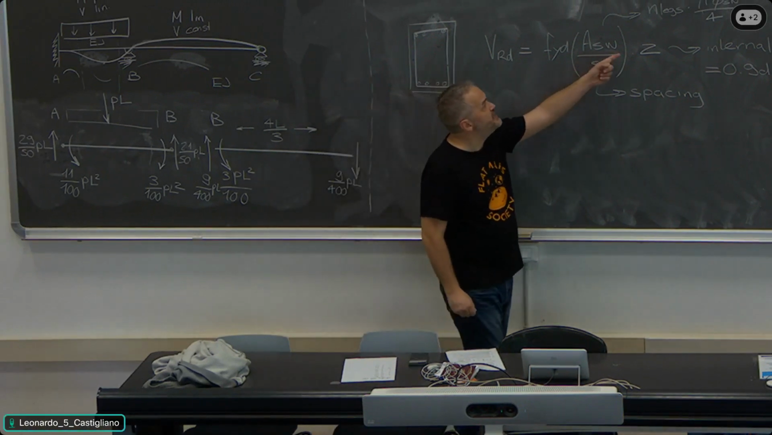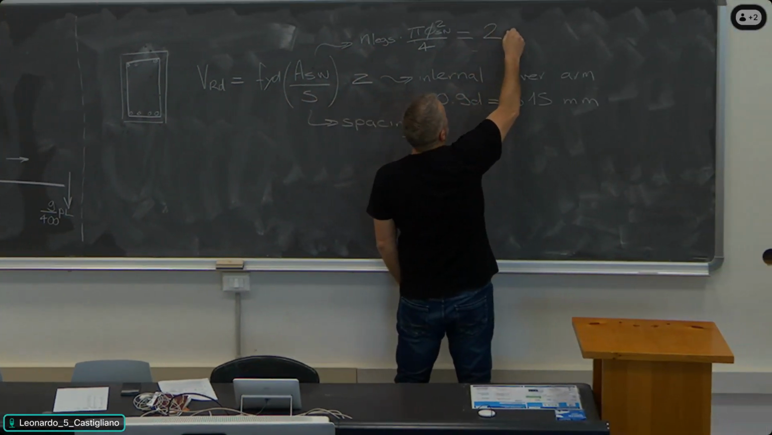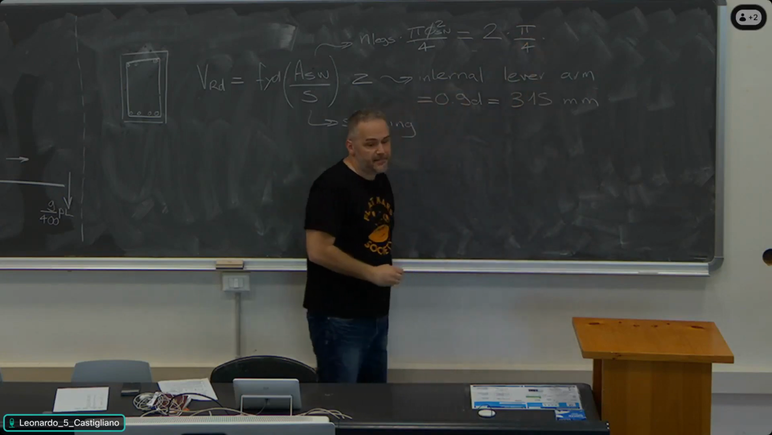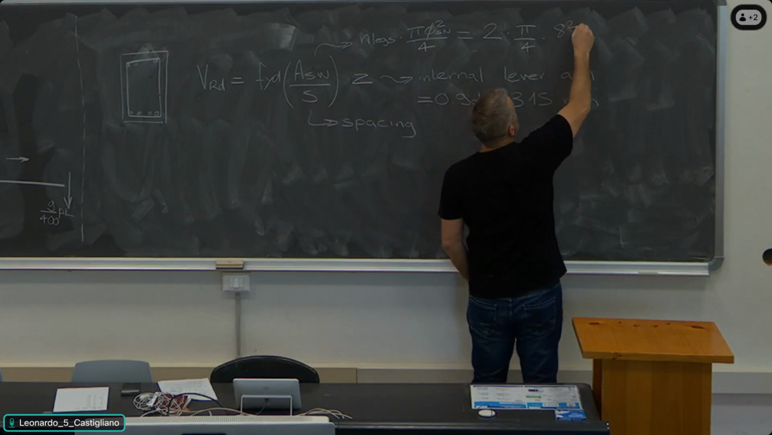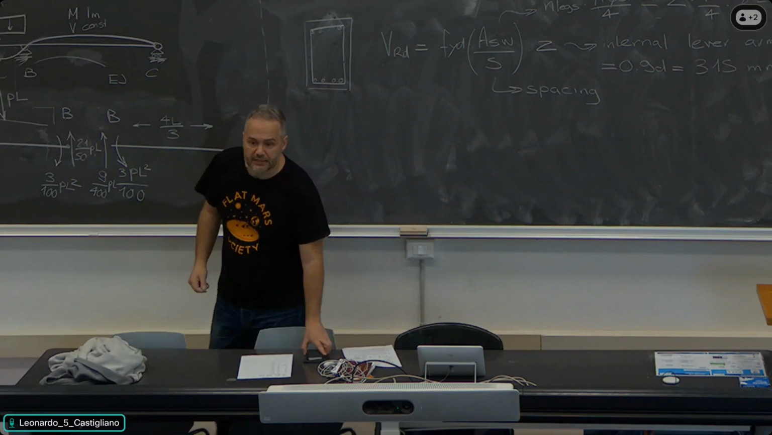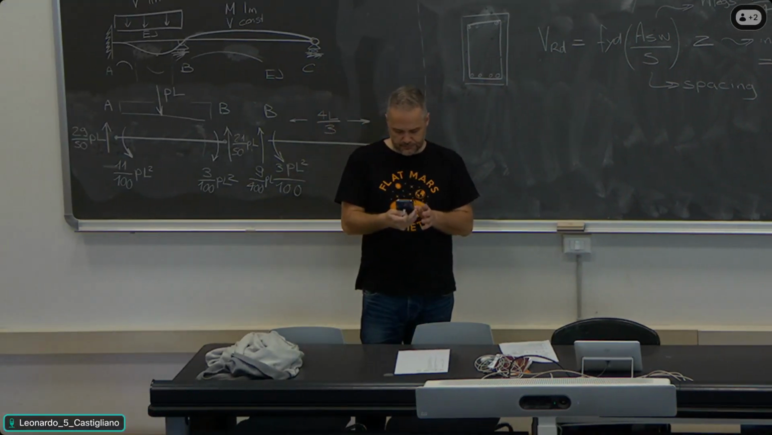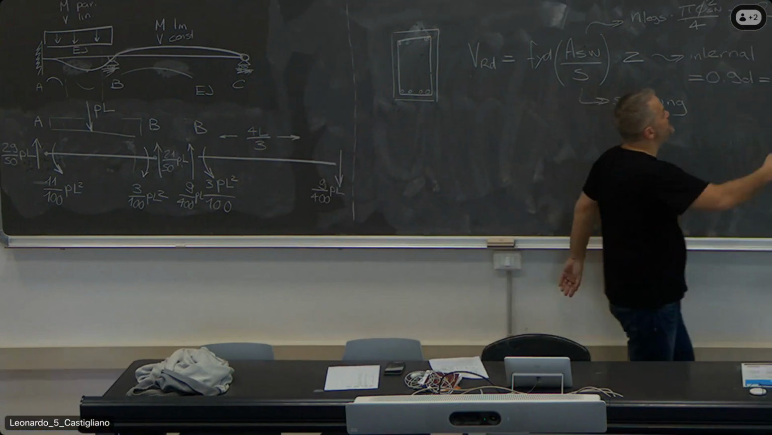What is ASW? Number of legs times this. Number of legs is 2 times pi divided by 4 times, what is the diameter of the stirrups? It's given, 8 to the power of 2. This should be equal to what? 100 square millimeters. Let's do the calculation. 100 square millimeters.